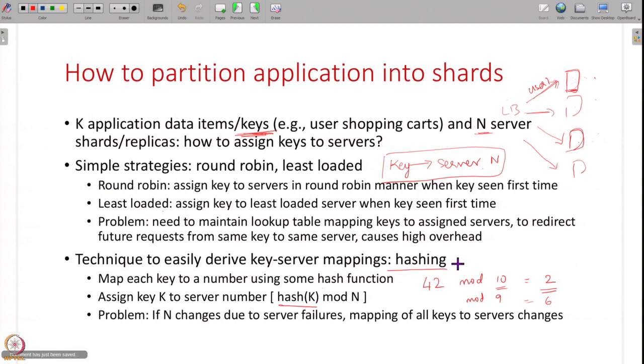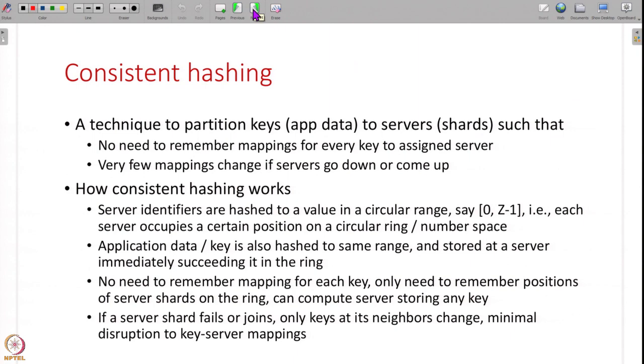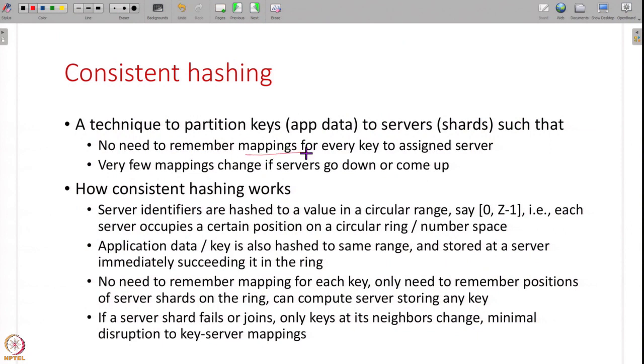So, using this hashing idea the way I have described here, it is very messy when server failures happen, or servers fail or are added and so on, if this n value changes. So, what modern systems do, most real-world systems do, is they use a way of hashing that is called consistent hashing. This is basically a technique to partition keys or application data items to multiple server shards such that you do not have to remember any mappings, you can derive the mappings whenever you want. At the same time, these mappings are fairly stable, they do not change a lot if servers come up and go down also. Okay.